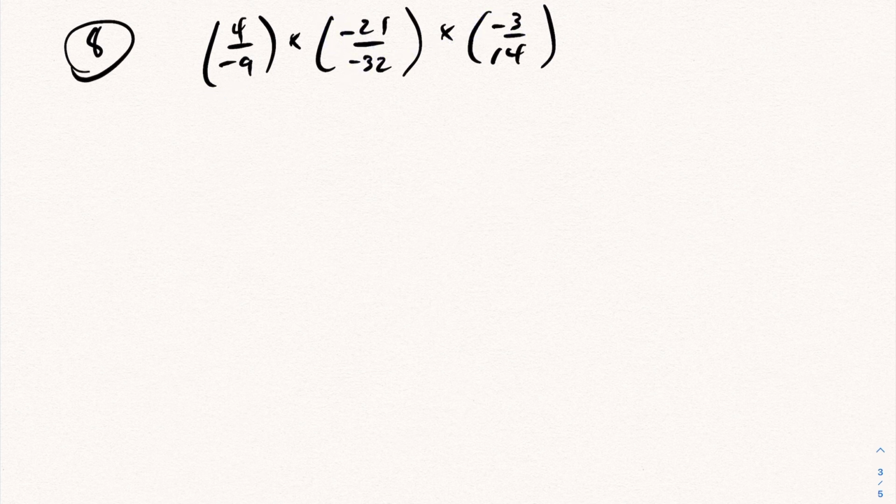That'll all simplify to become positive, right? Because every 2 minus signs make it a positive. So these 2 minus signs, positive, positive. So I can rewrite this as 4 over 9 times 21 over 32 times 3 over 14.